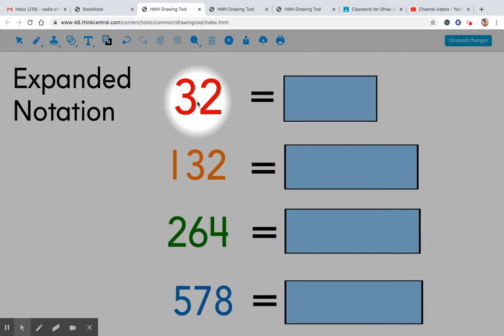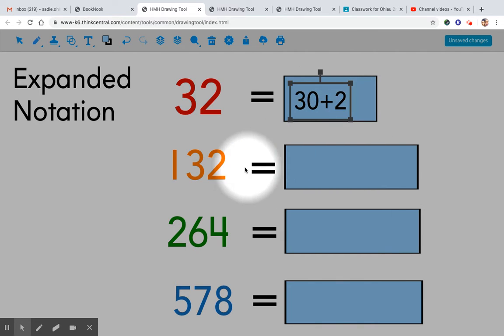To write 32 in expanded notation, I first have to look at the 3 and decide what that 3 means. It's in the tens place, so really it's talking about 3 tens. So I would write 3 tens, which is 30. Plus, I have in my ones column a 2. That's 2 ones, so 2. 30 plus 2 is 32.